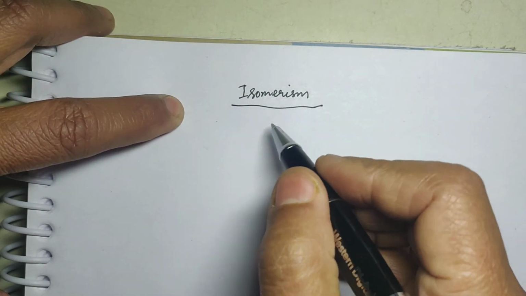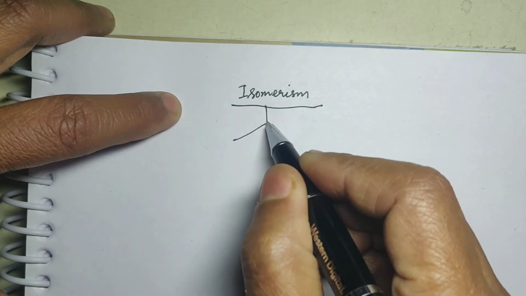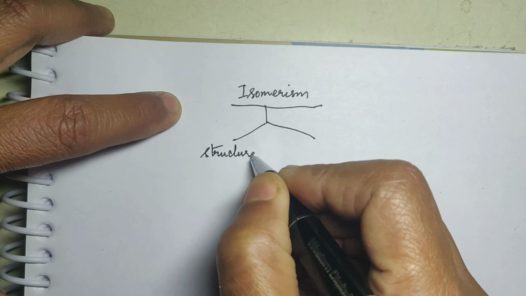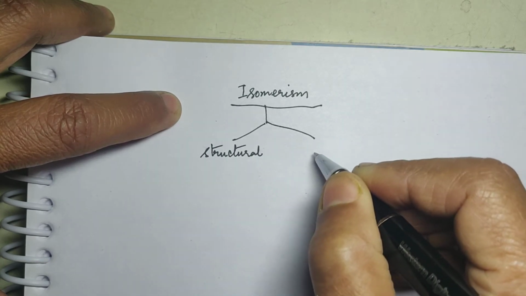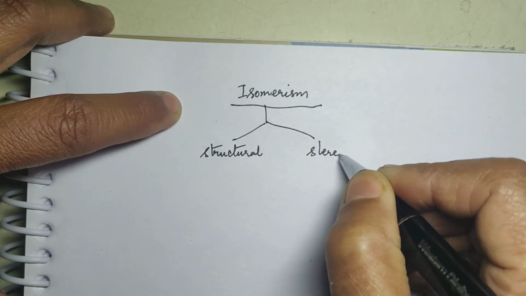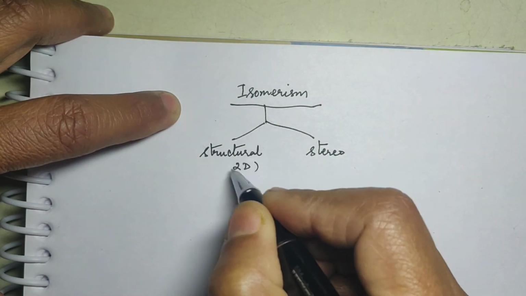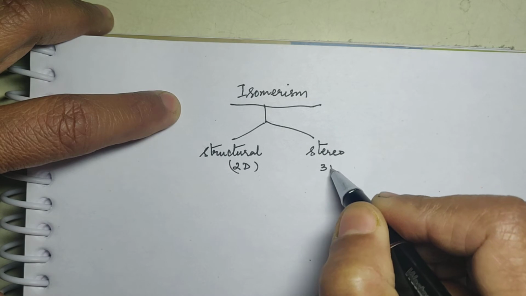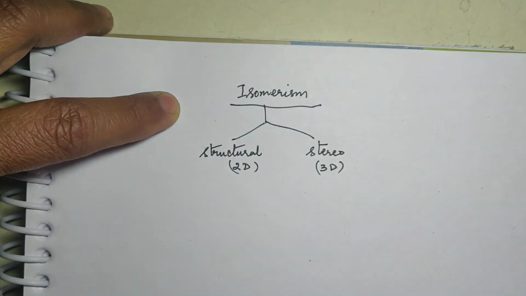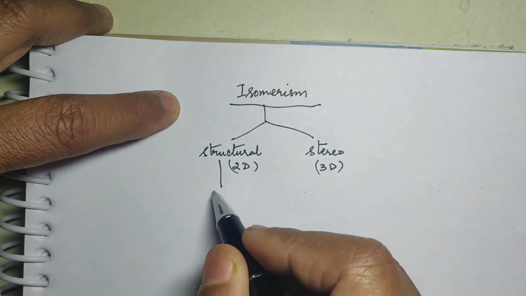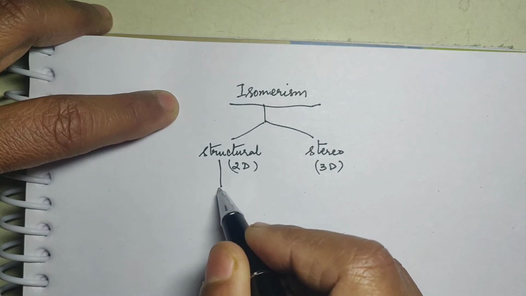Now this isomerism is of two types. One is structural isomerism and the other one is called as stereoisomerism. Structural isomerism is two-dimensional, whereas stereoisomerism is three-dimensional. Okay. Now this structural isomerism is again further divided into many types.